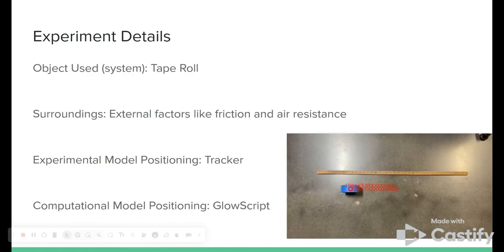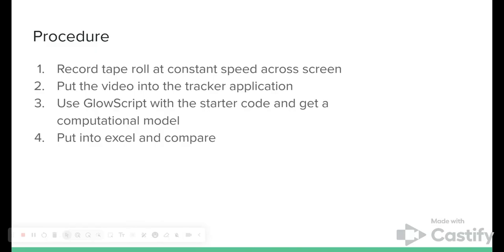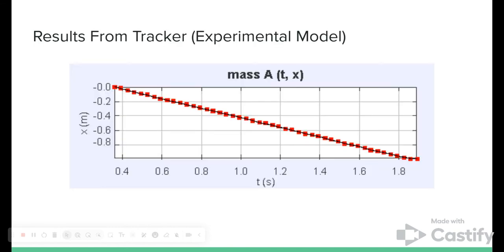So the details of the experiment, the object we use is a tape roll, and the surroundings were external factors like friction and air resistance. And for our model positioning, we use the Tracker app, and then for the computational modeling, we use the GlowScript app. So for our procedure, we recorded the tape roll at constant speed across the screen, put it into the tracker, used GlowScript to build a computational model, and then compared it in Excel.